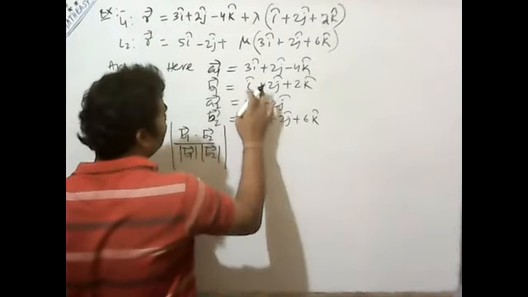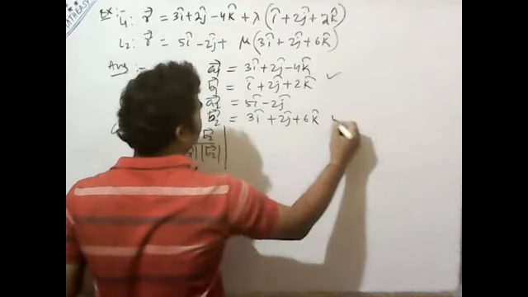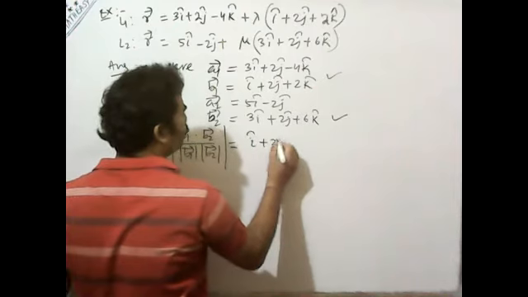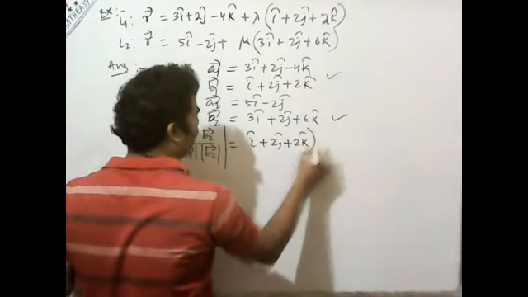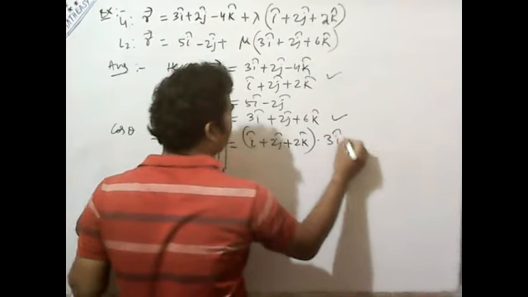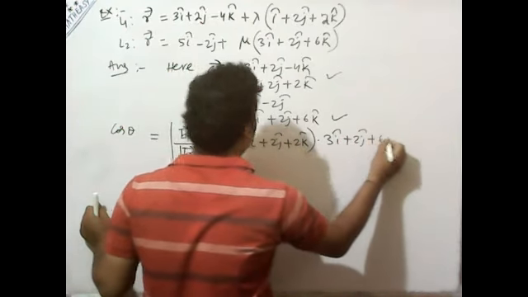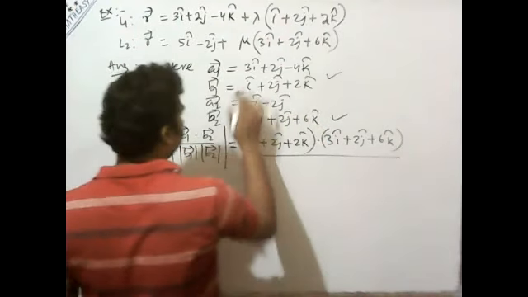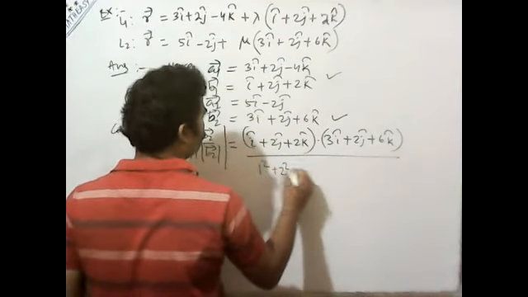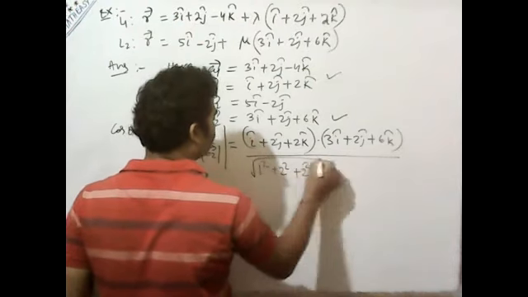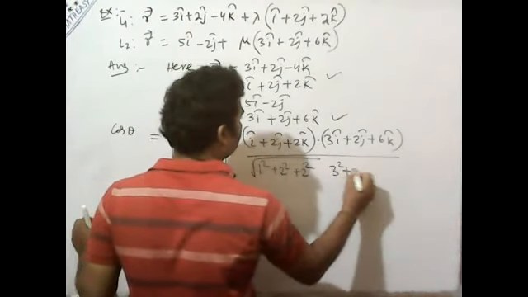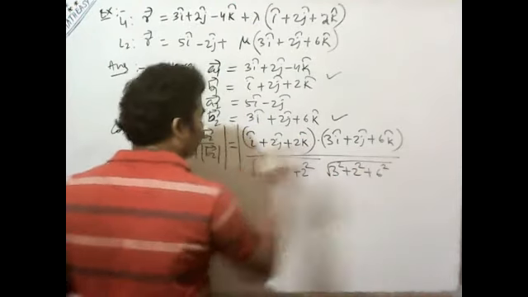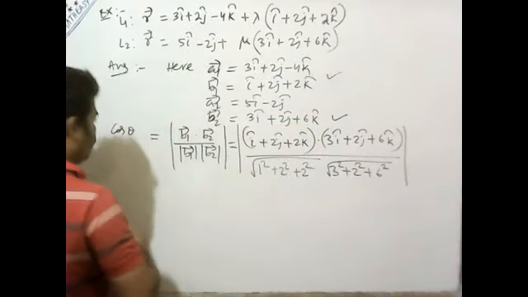Simple, that is B1 and B2's dot product, meaning (I cap + 2J cap + 2K cap) dot (3I cap + 2J cap + 6K cap), divided by the magnitude of B1, that is the square root of 1 squared plus 2 squared plus 2 squared, then the square root of 3 squared plus 2 squared plus 6 squared. Then what will we do?